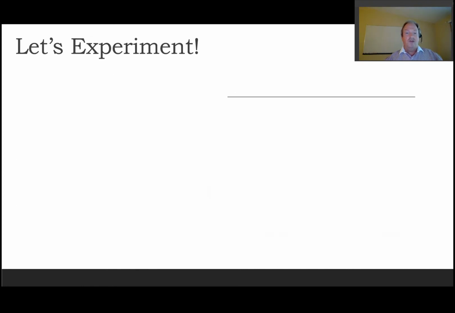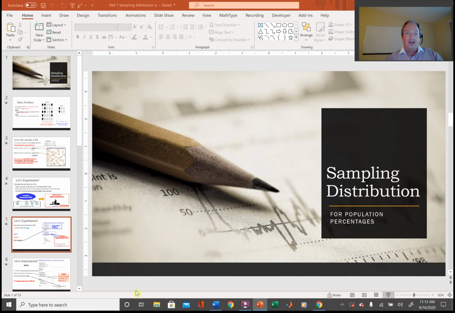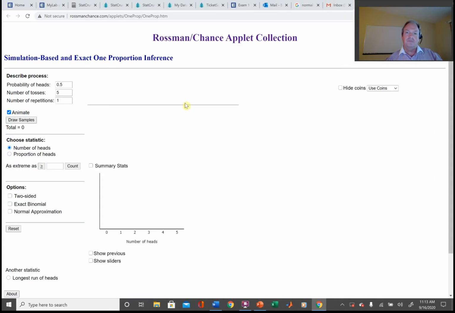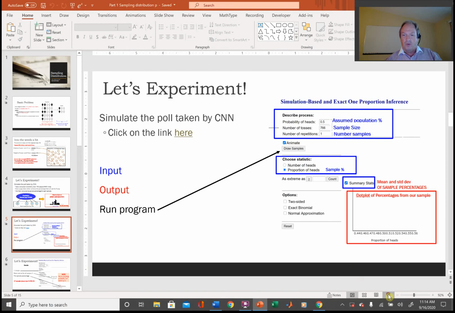So what we're going to do is enlist the computer. The computer can take random samples ad nauseum, so it can do this for us. You're going to go ahead and click on this link right here, and it's going to open up a website. Let's kind of unpack what's going on here. It looks like there's a lot of stuff on this page, but actually it's pretty easy to understand once you see what's going on.